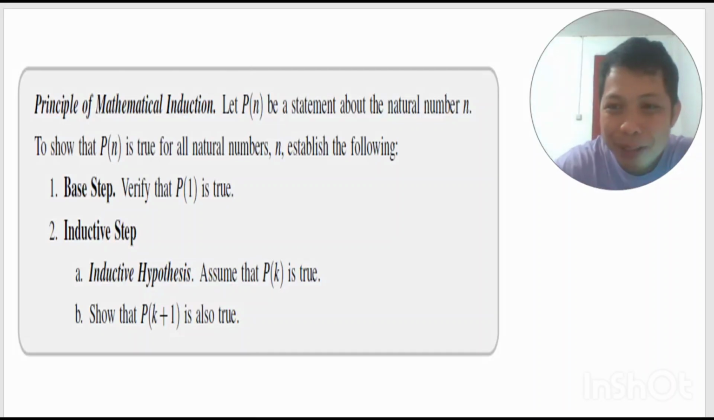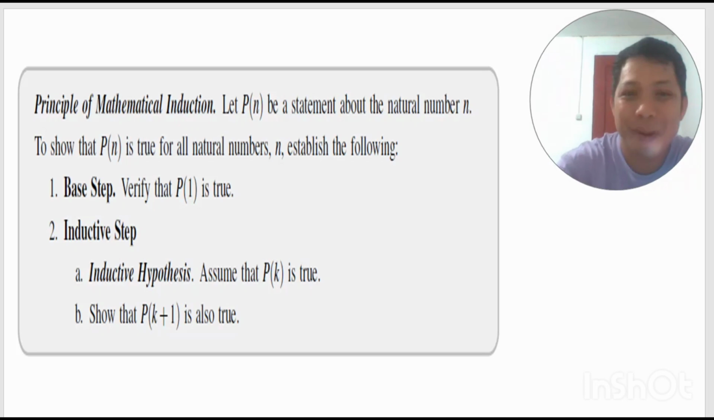Today we're going to prove a mathematical statement using the principle of mathematical induction. In the principle of mathematical induction, we let P of n be a statement about the natural number n. To show that P of n is true for all natural numbers n, we need to establish the following. Here is the outline of the proof, and it is composed of just two steps.